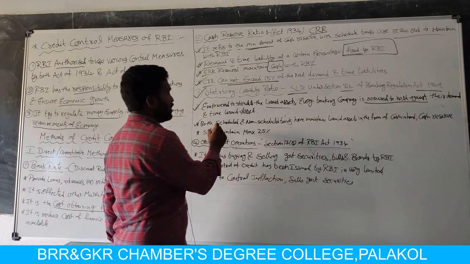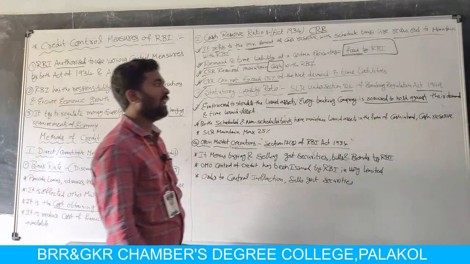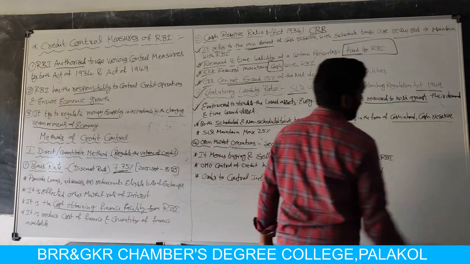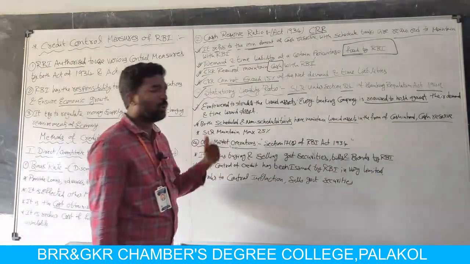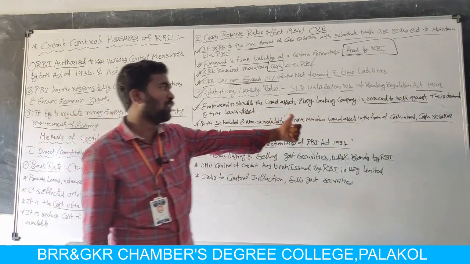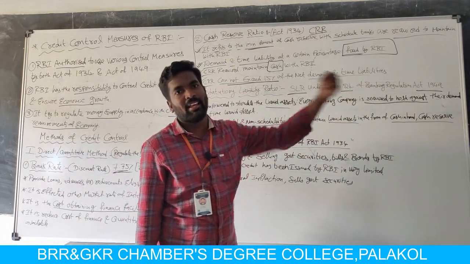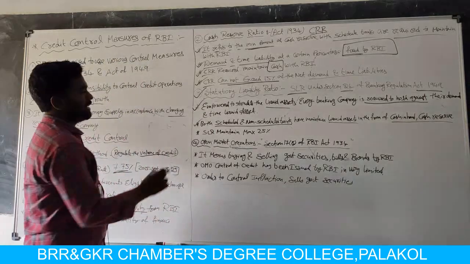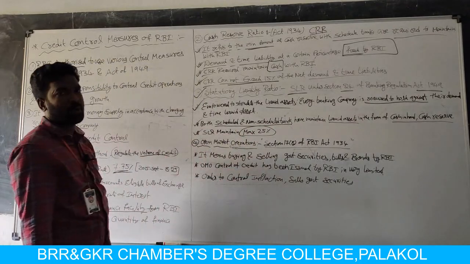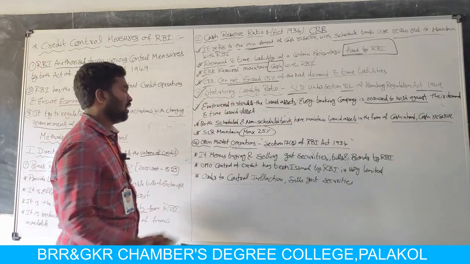Both scheduled and non-scheduled banks maintain liquid assets in the form of cash in hand and cash reserves. Okay, SLR is maintained at a maximum of 25 percent. This is the statutory liquidity ratio.